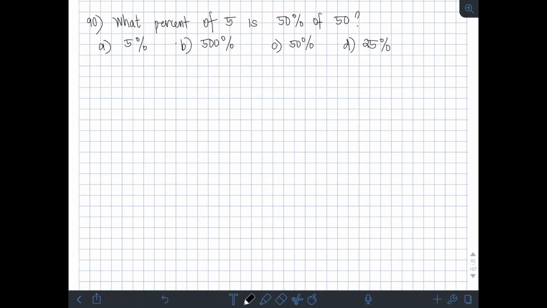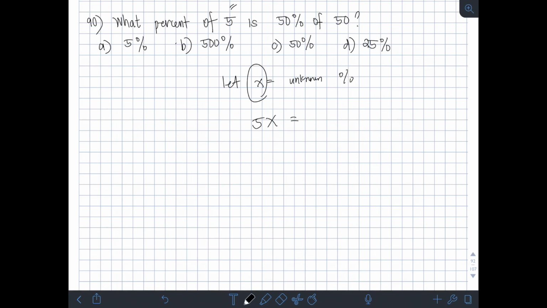Next, we have, what percent of 5 is 50% of 50? Okay, so percentage. So, ano raw percent ng 5 is 50% of 50? So, in equation, let x be the unknown percent. So, kapag hinahanap natin yung percentage ng isang number, pinumultiply natin yung percent in decimal doon sa number. So, yung 5, yung imumultiply natin sa unknown percent. So, 5x equals 50% of 50 daw. So, ano yung 50% of 50?